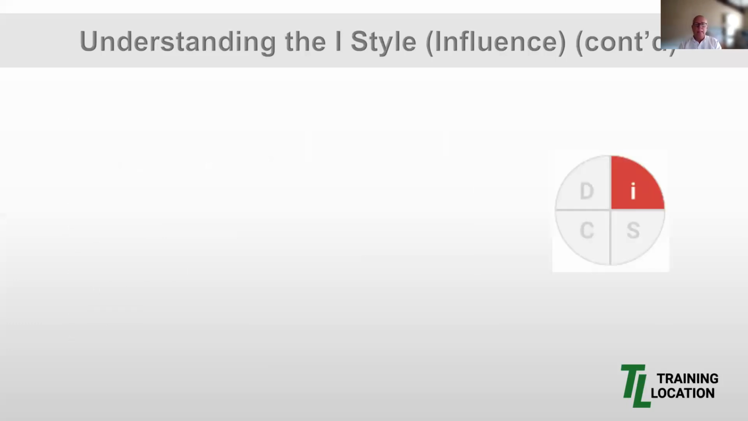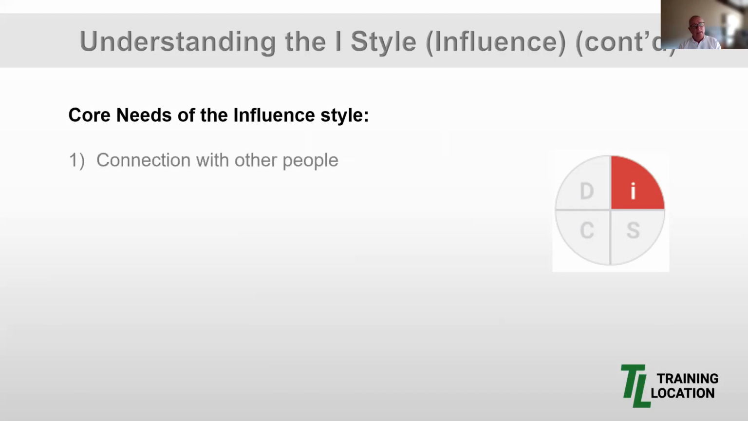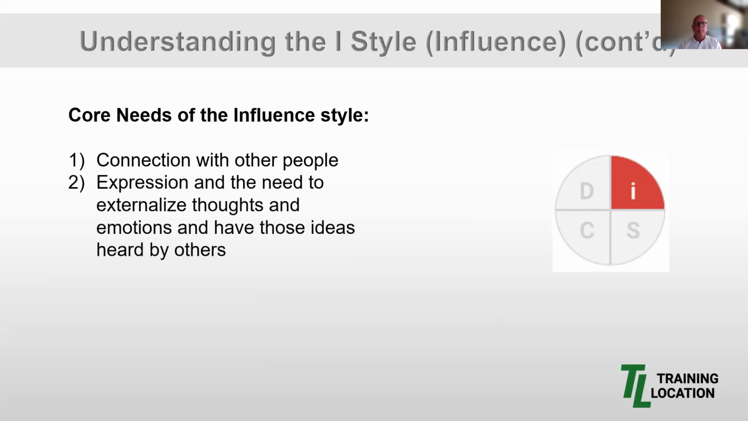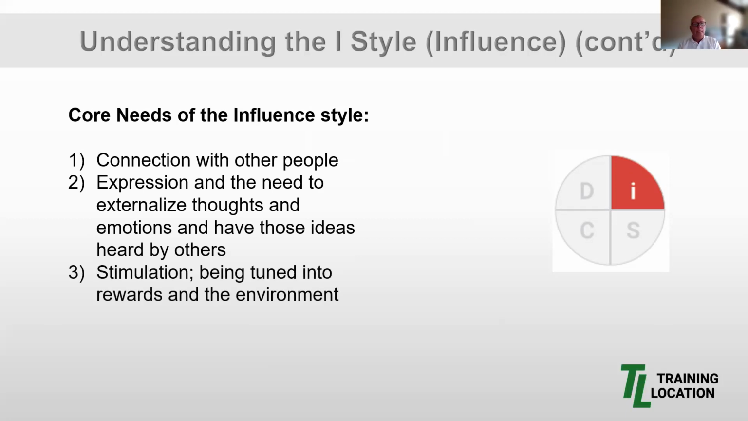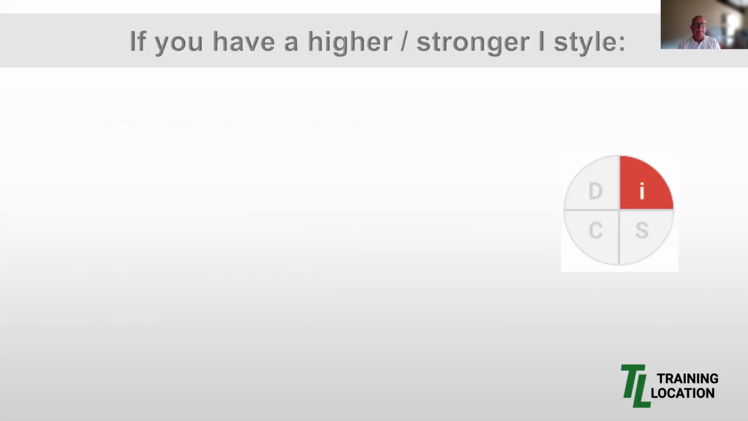Now, the following information is directly from Wiley Research, the publisher of DiSC. As we dive further into understanding a style, we need to look beyond simply observable behavior. Each style also has core needs. The core needs of an I include a connection with other people, also expression and the need to externalize thoughts and emotions and have those ideas heard by others. Stimulation, or being tuned into the rewards and the environment, and feeling wanted or valuable. So these are the core needs of an I.